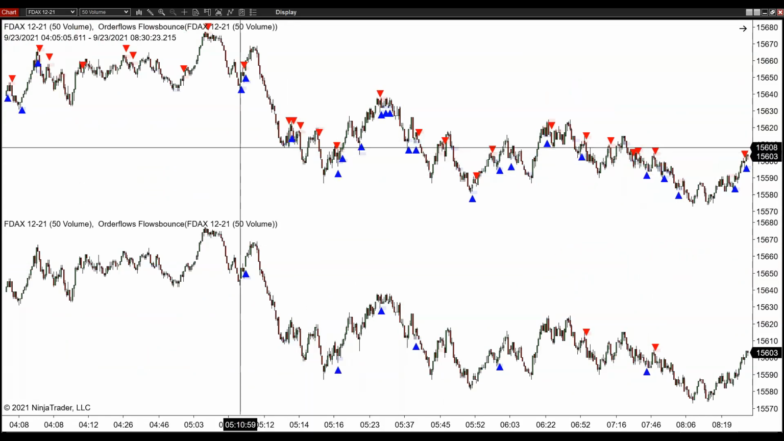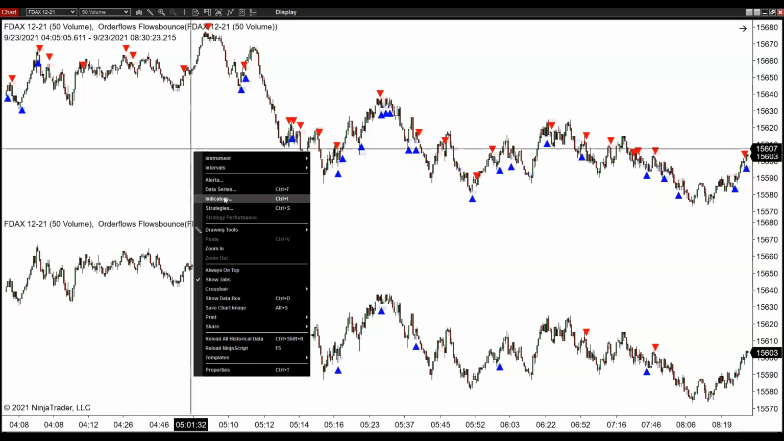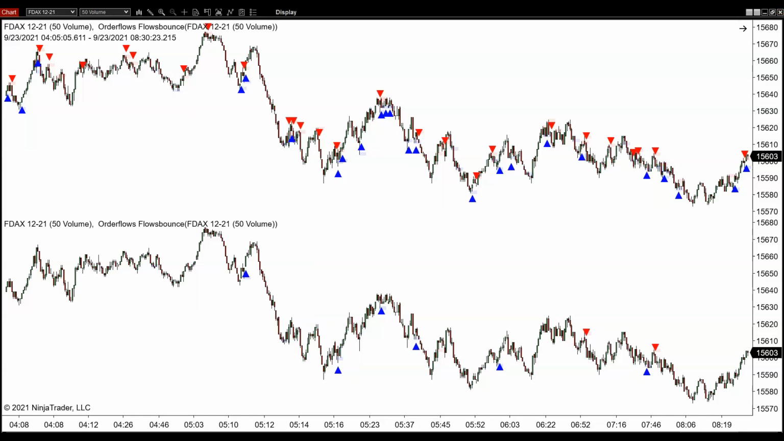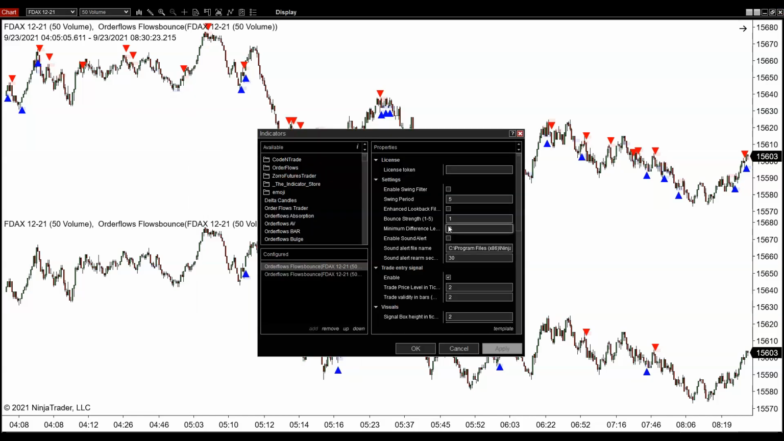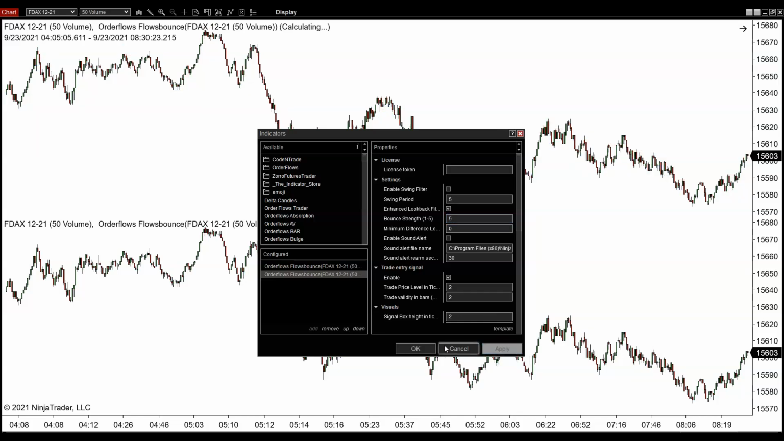So on a market like DAX, honestly, you're not going to want to use a level of 1. You're going to want to use a stronger level because it's slightly more volatile than your normal market, all right? So let's play around a little bit. I'll make this a bounce strength of 5. The bottom one, I'll keep the enhanced look back filter on, but I'll change the bounce strength to 5.